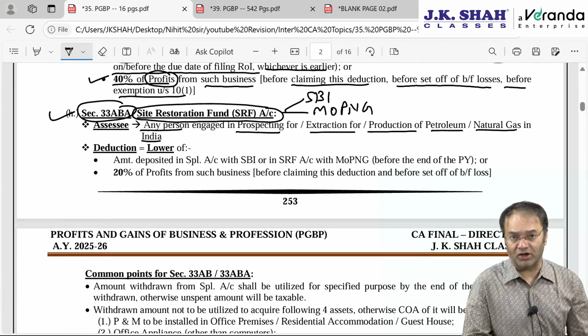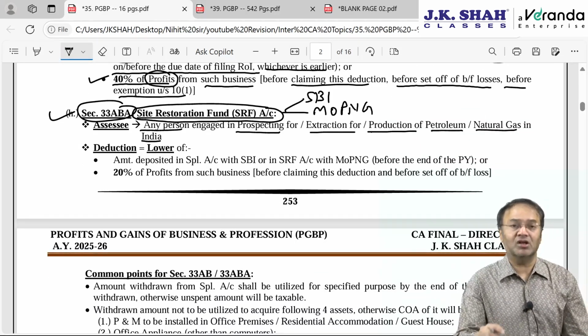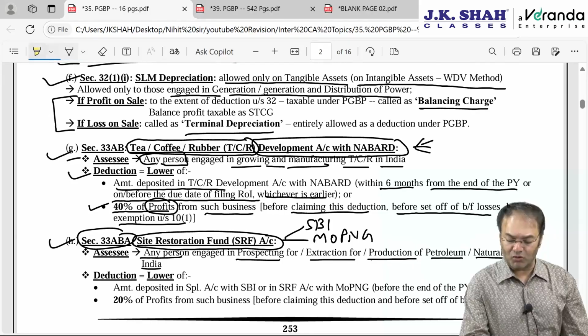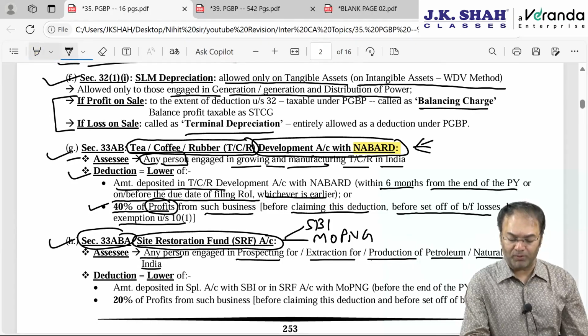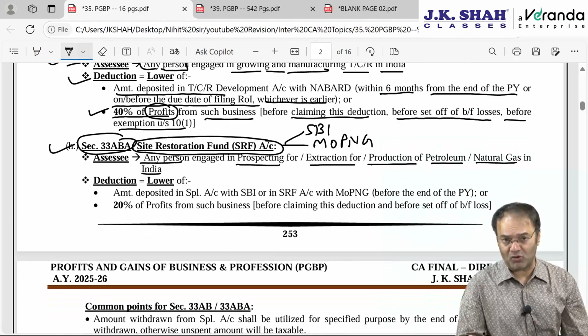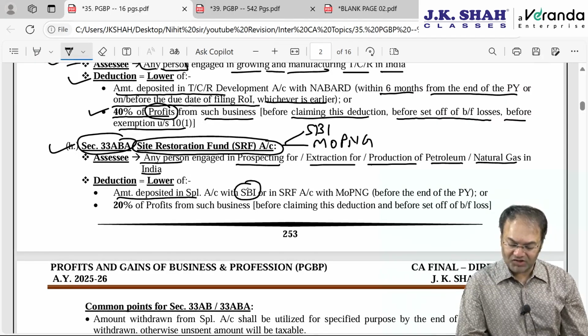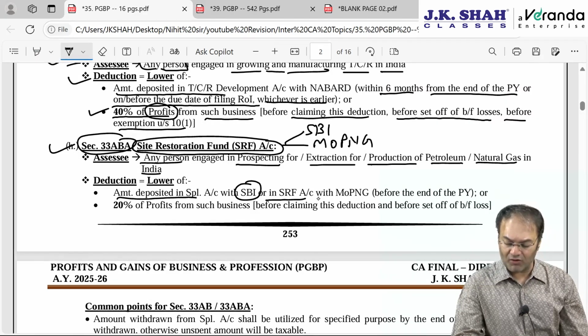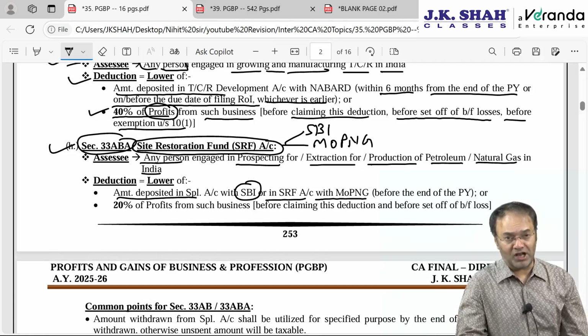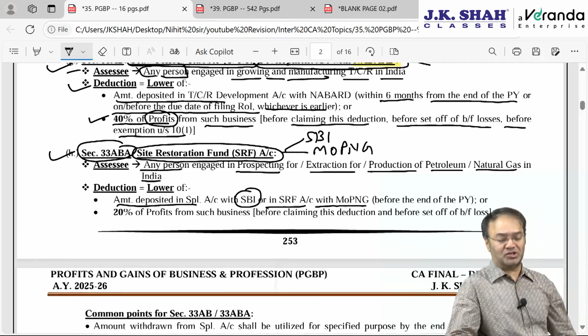Deduction will be the lower of the following two. Here also, just like the previous section, where the account had to be opened with NABARD, here the account has to be opened with State Bank of India or the Ministry of Petroleum and Natural Gas. Either the amount deposited in a special account with State Bank of India, in the SRF account, or with the Ministry of Petroleum and Natural Gas. However, the time limit to deposit is slightly different.